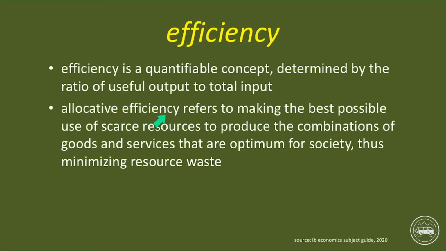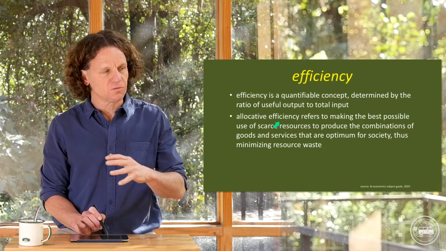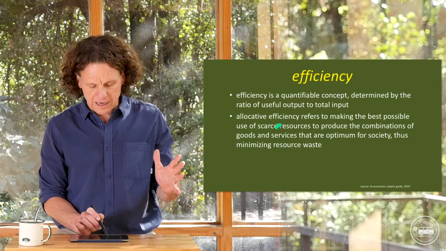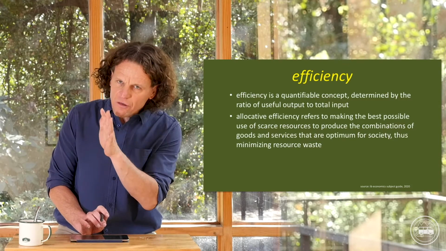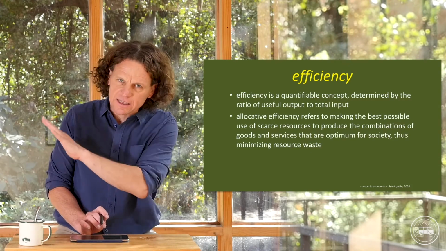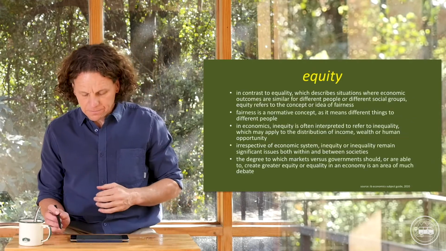Allocative efficiency, big term, refers to making the best possible use of scarce resources to produce the combinations of goods and services that are optimum for society, thus minimizing resource waste, okay? Allocative efficiency is a huge concept in microeconomics. We'll get into it later on. Don't worry about it. But it's through this lens of efficiency that we are going to look at real life situations. We're going to ask, are the resources allocated most efficiently in this overall economy, okay? That is lens number 3, okay?